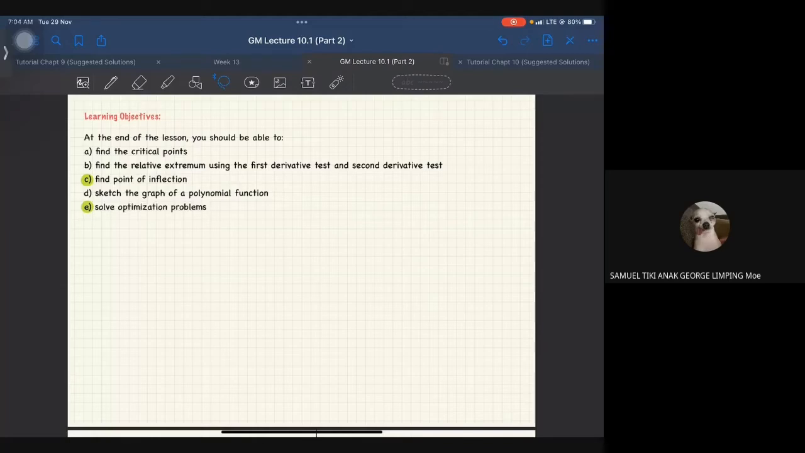Okay, so kita nak sambung our lesson, yesterday's lesson. Semalam kita dah belajar on how to find the critical points, right? So we learn on how to find critical points, and then you also learn on how to determine the maximum and also the minimum point, okay, by using first derivative test and also second derivative test lah.